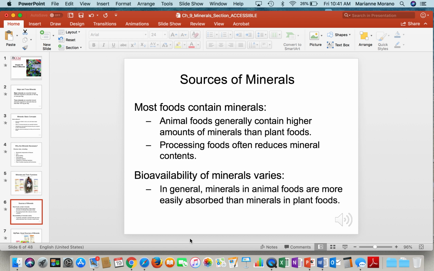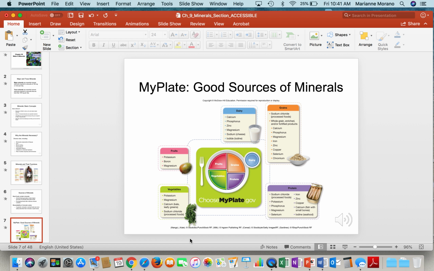Animal foods contain a lot of it, and sometimes when we process foods, it can reduce the mineral content. The bioavailability, sometimes it's more absorbed from animal foods than it is from plant foods. So iron, for example, if you're eating beef, there's a great absorbability of iron when we're eating beef products, specifically lean beef, so that it's a healthier variety.